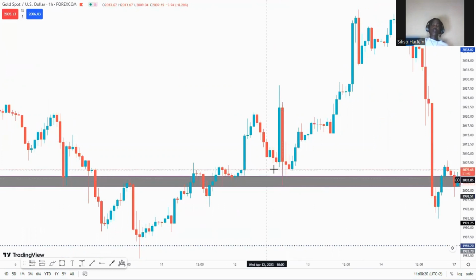So when I see multiple rejections above a certain zone, whether it's support or resistance, if it's above resistance, once we see multiple rejections and a bullish candlestick, all we need to prepare ourselves for is that price might be looking for a potential reversal or continuation to the upside.